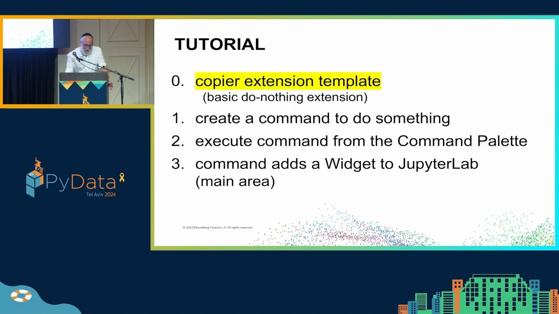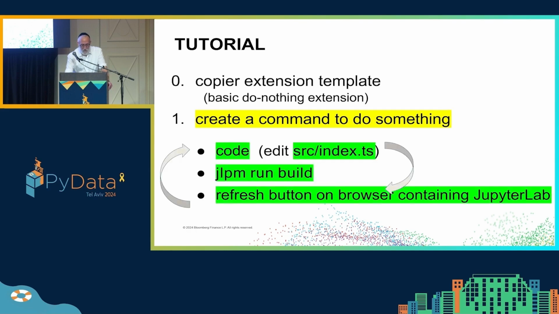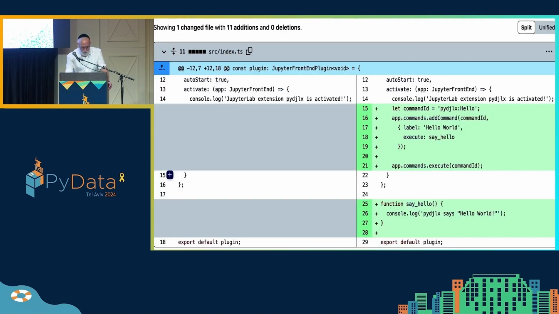But it's not doing anything. So all that was step 0. That's the biggest, longest step in the whole process. So now we're going to create a command in the command registry to actually do something. And the rest of the tutorial is just we're going to change the code a little bit. We run jlpm run build, and then we're going to refresh the browser to pull the code into the browser.